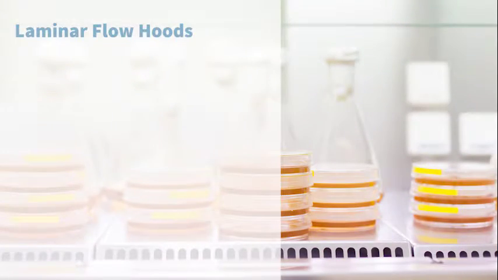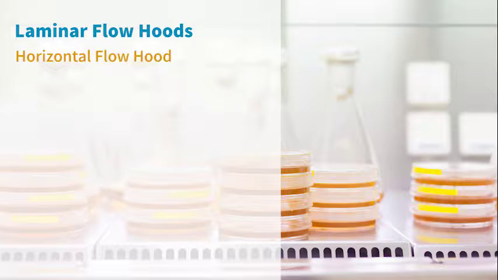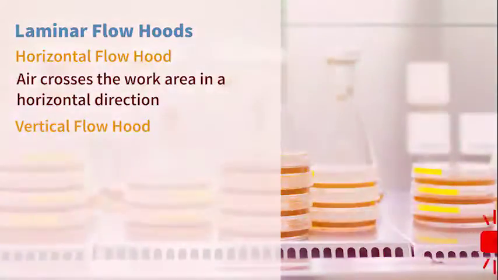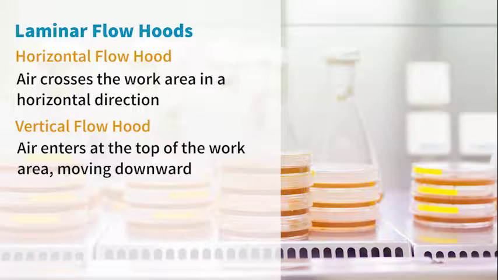Now, laminar flow hoods are designed as either horizontal or vertical flow hoods. The horizontal flow hoods have air across the work area in a horizontal direction and exit the hood, okay? We have vertical flow hoods that have air that enter in at the top of the work area, and they move downward and exit the hood. So horizontal, it's going to be across, and vertical is going to be down. The laminar flow hoods do not provide a sterile environment. They provide what's known as an ultra-clean work area.